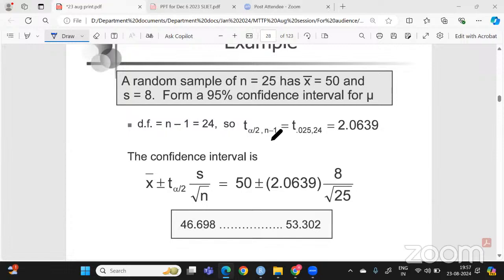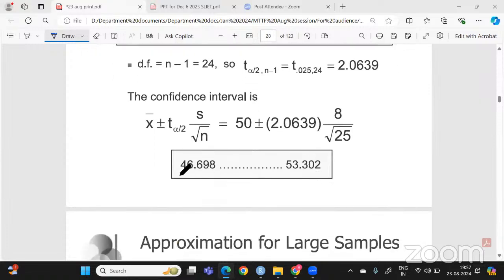So we got 24 degrees of freedom, and T alpha by 2 will be, because we have a 95% confidence interval, alpha is equal to 5%. So alpha by 2 will be 2.5%, right? And we will see this value from the table. So we put the values: X bar 50 plus minus 2.0639 times S upon root n, where S has value 8 and n has value 25.